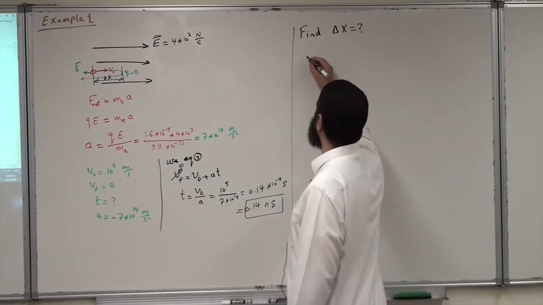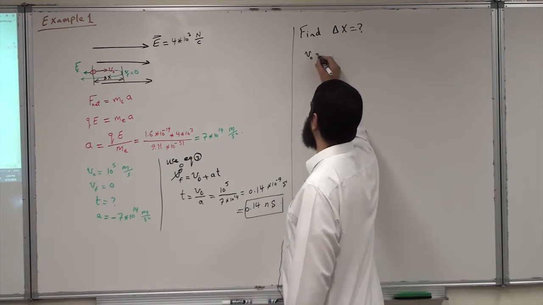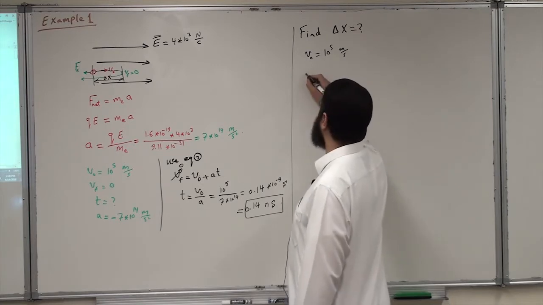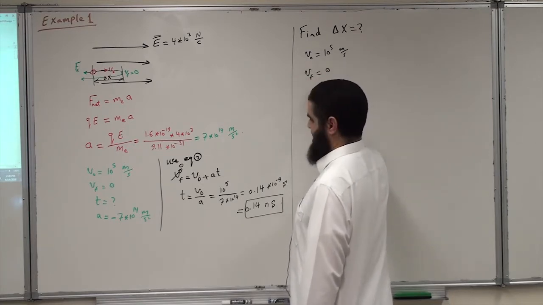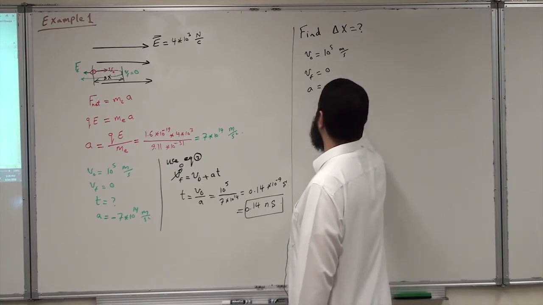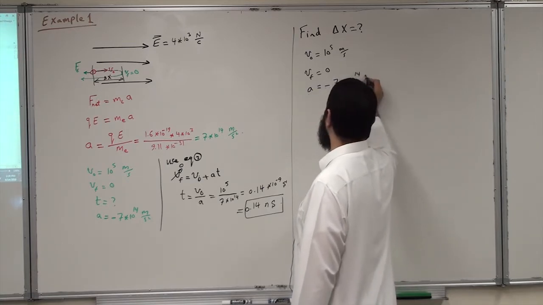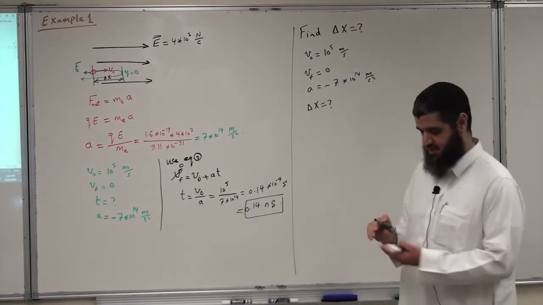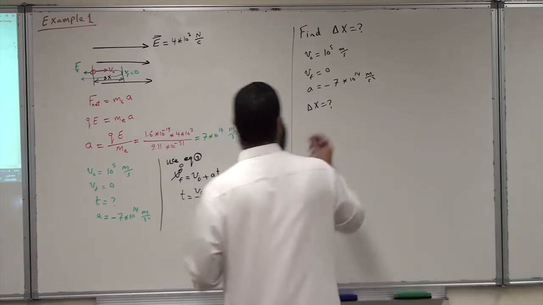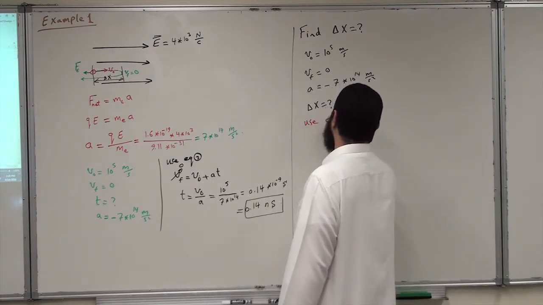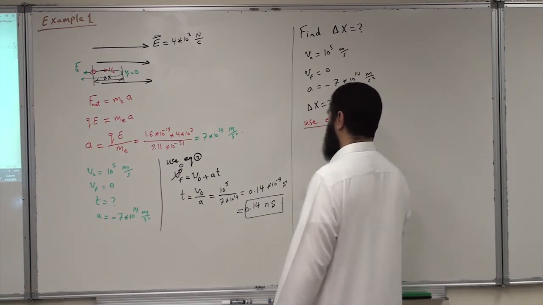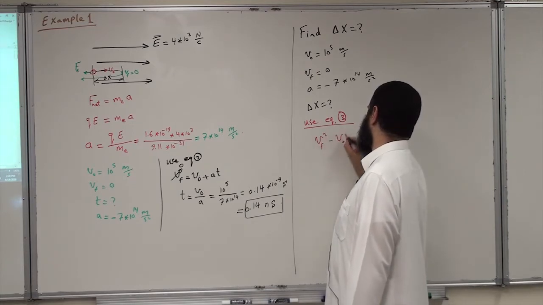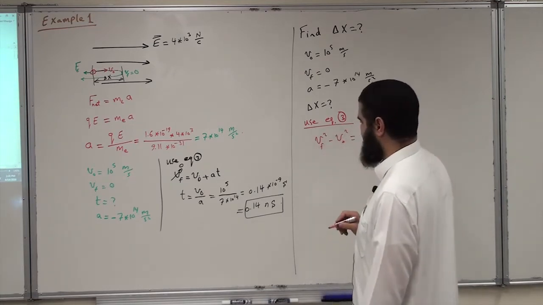So we can write our given information. We know that V0 is 10 to the power 5 meter per second, and V final is 0, and the acceleration is given to be minus 7 times 10 to the power 14 meter per second square, and we are interested in finding delta x. So here we can use equation number 3 of kinematics, physics 101, which says that V final square minus V0 squared equals 2a delta x.